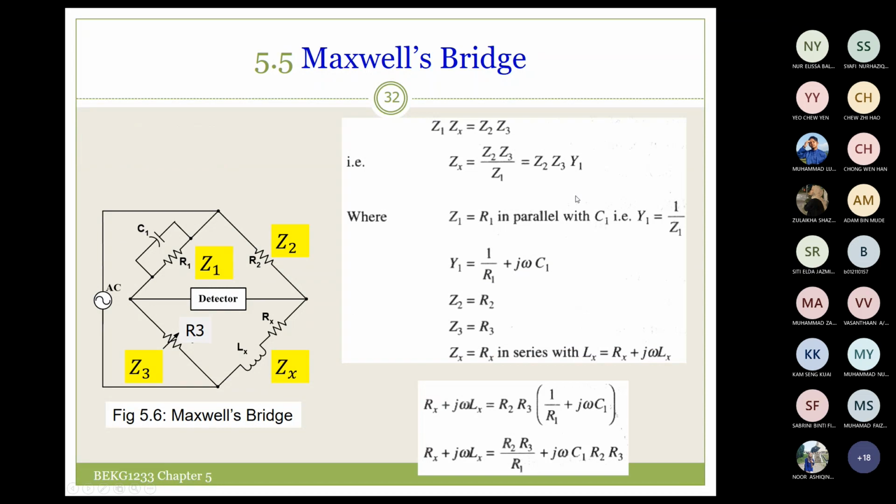Here, Z1 we already discussed in the previous slide: Z1 is R1 in parallel with C1. That's why Y1 is equal to 1 over Z1, and therefore Y1 is 1 over R1 plus j omega C1. So this is the value for Y1.